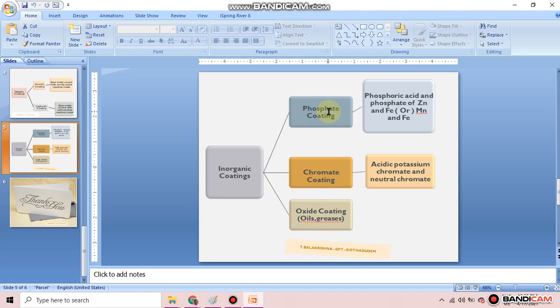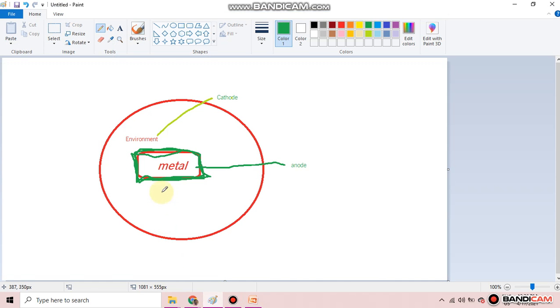In phosphate coating, we dip the metal rod into the phosphate solution. When we dip the metal in a solution, that solution forms a layer on the metal surface. In this process, we use phosphate solution, so a phosphate layer is formed on the metal surface.